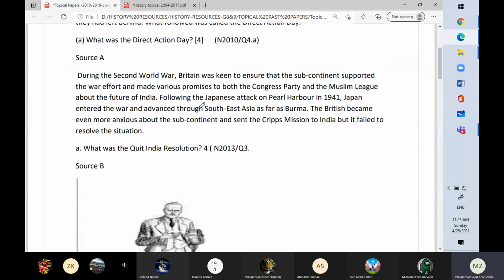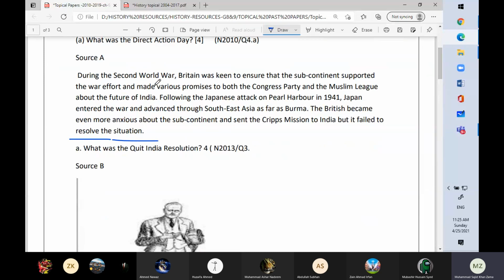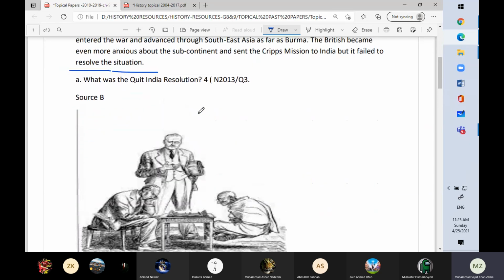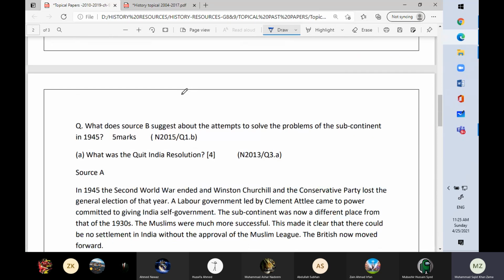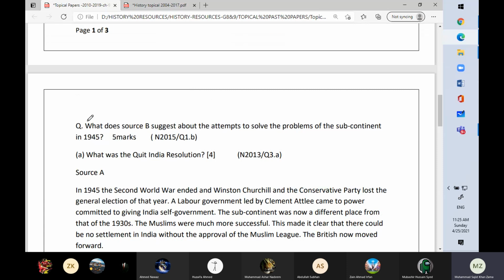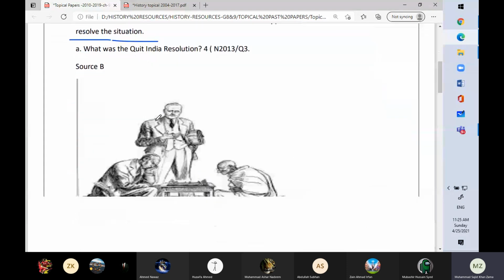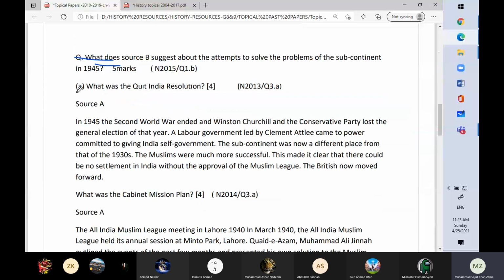Okay, now we will go through what is there in the past papers about these topics. Direct Action Day is not included. Okay, this is very important. What was the Quit India Resolution? The format is written, Source B is given. What does Source B tell us? The question is, what was the Quit India Resolution?